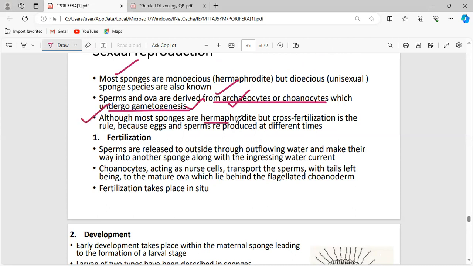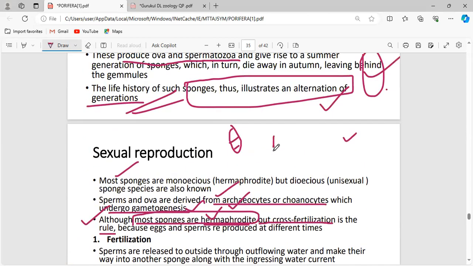Although most sponges are hermaphrodite, cross fertilization is the rule. In a hermaphrodite, both sexes are present in one individual, so there is no need for cross fertilization. But what is happening here? Although most sponges are hermaphrodite, which means both male and female. See, what is cross fertilization? Consider this as a male and this as a female. This will produce the male gamete and this will produce the female gamete, and they are going to fuse. This is called cross fertilization.